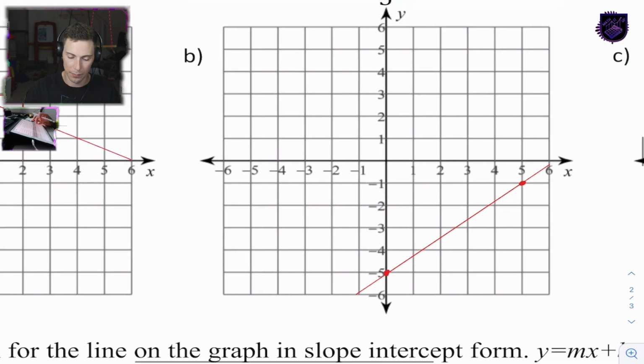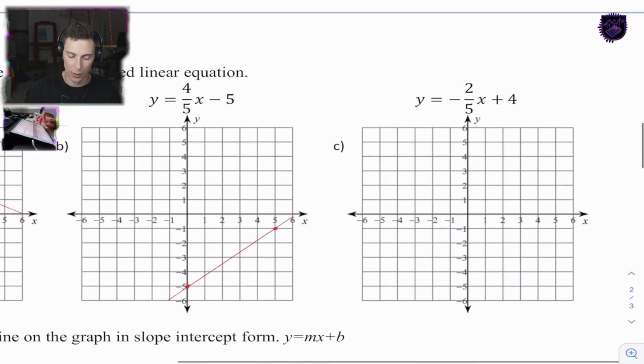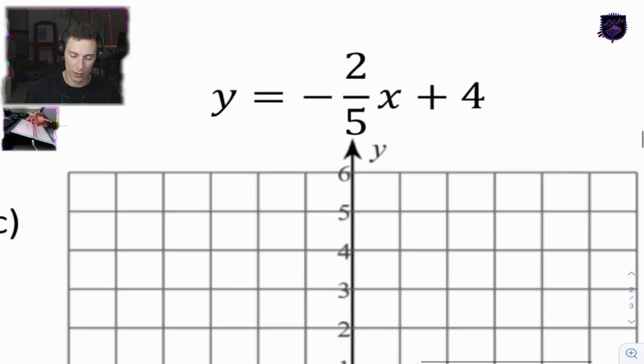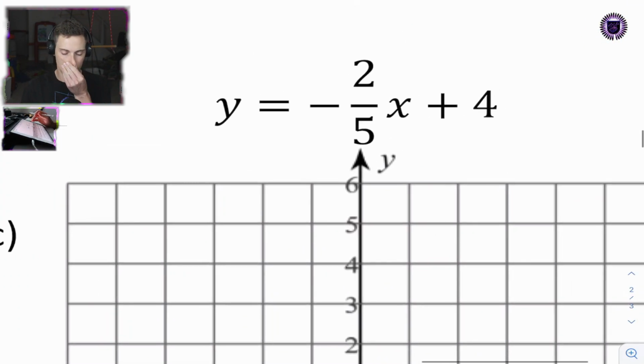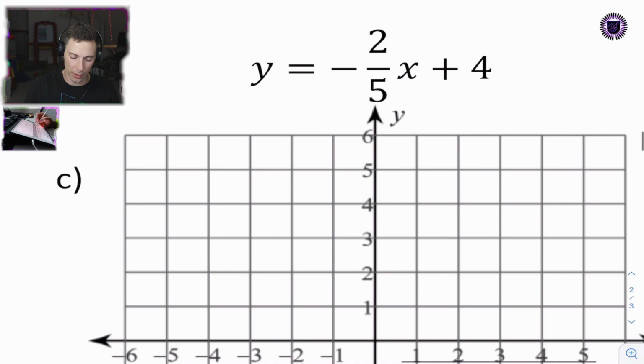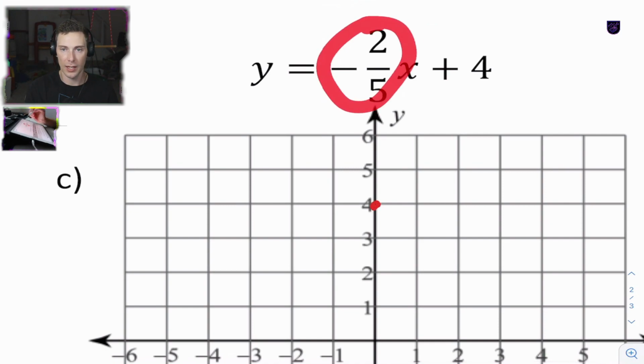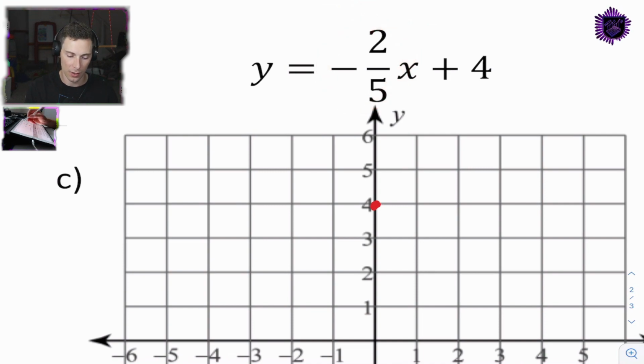Okay, there's my line. For C, we have +4 as our intercept. And as you can tell, we have a negative slope, -2/5. So we're going to always move forward 5.